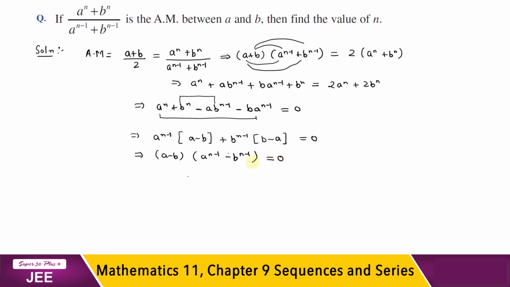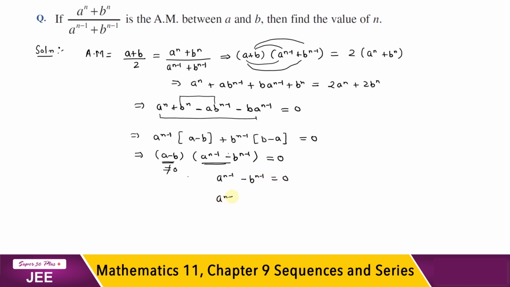Alright students, now either this factor is going to be equal to 0 or this factor is going to be equal to 0, but (a - b) cannot be equal to 0 because a cannot be equal to b. They have to be two distinct numbers. That is how we insert an arithmetic mean between two numbers, if they are distinct only. So we are left with a^(n-1) - b^(n-1), and only this has to be equal to 0.